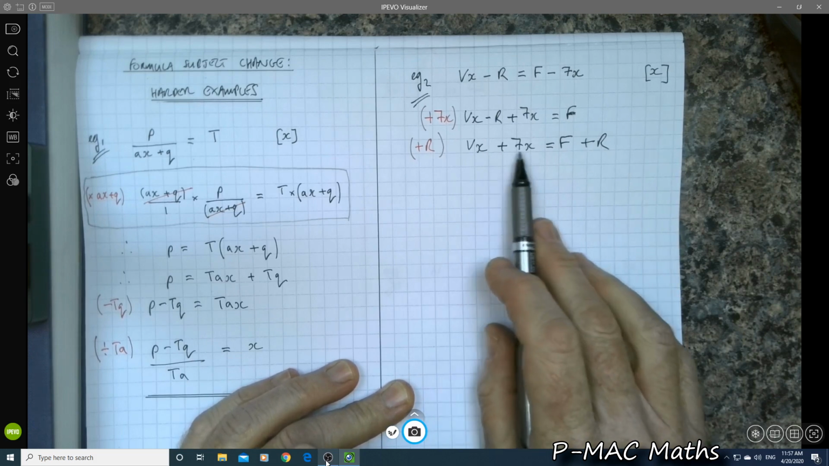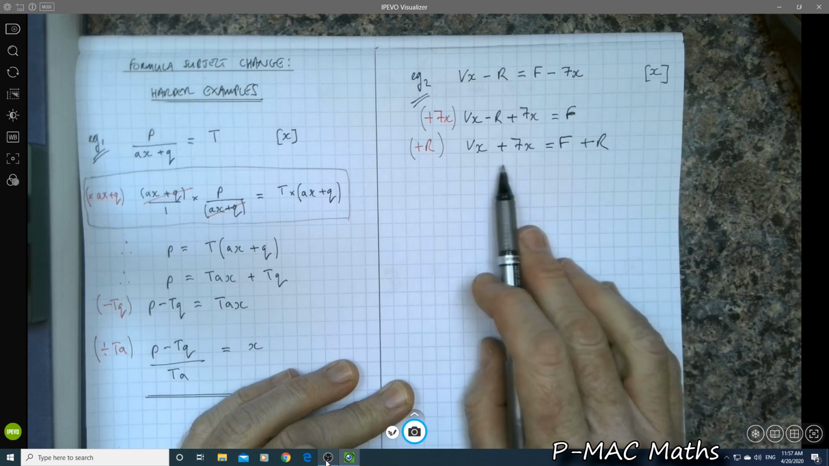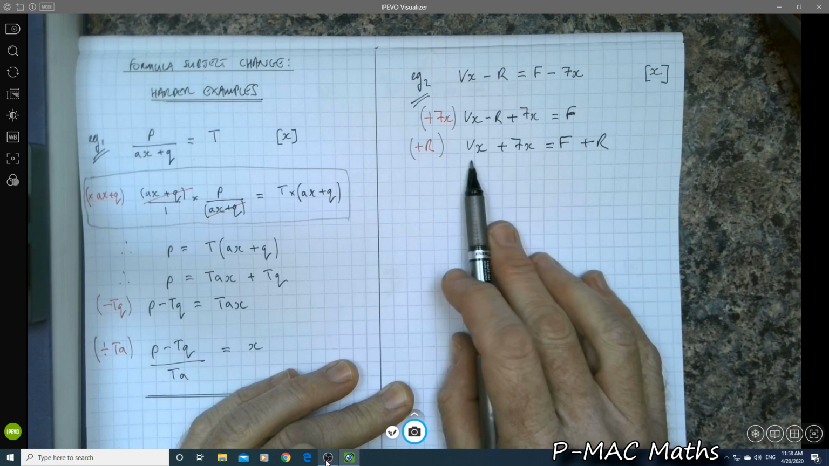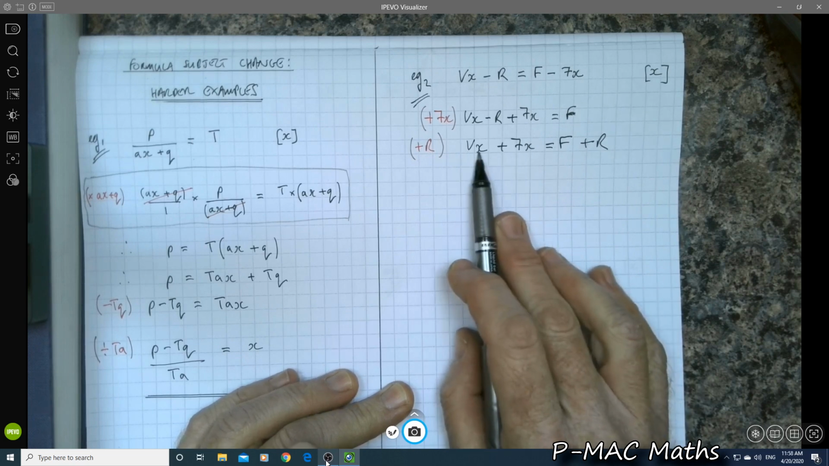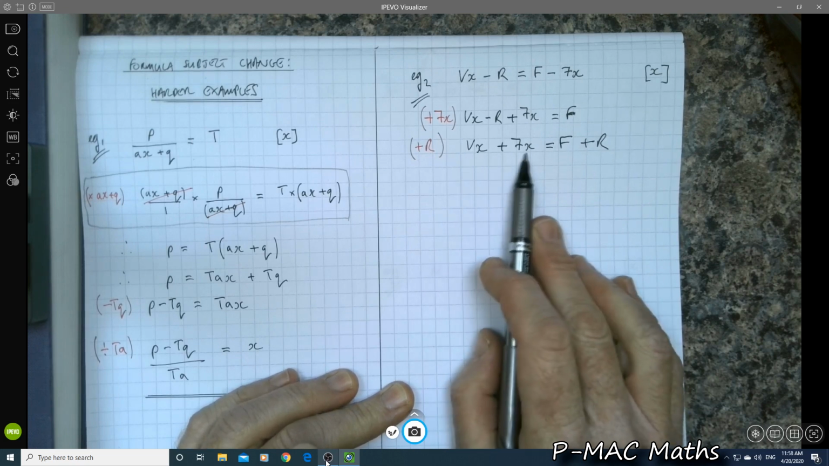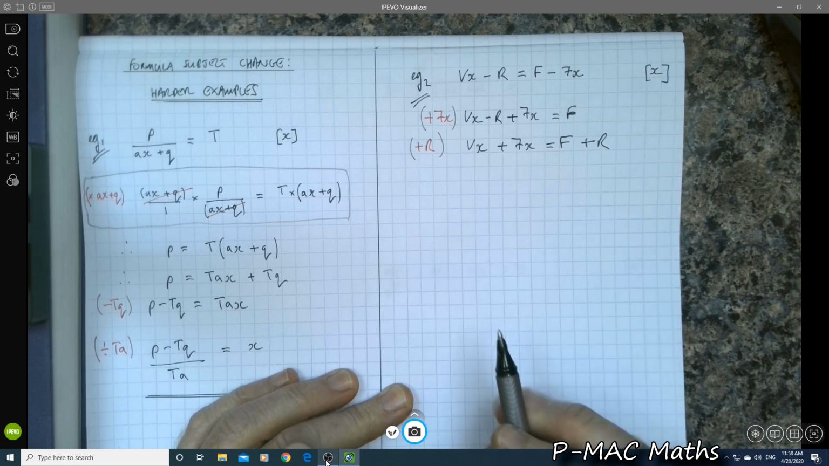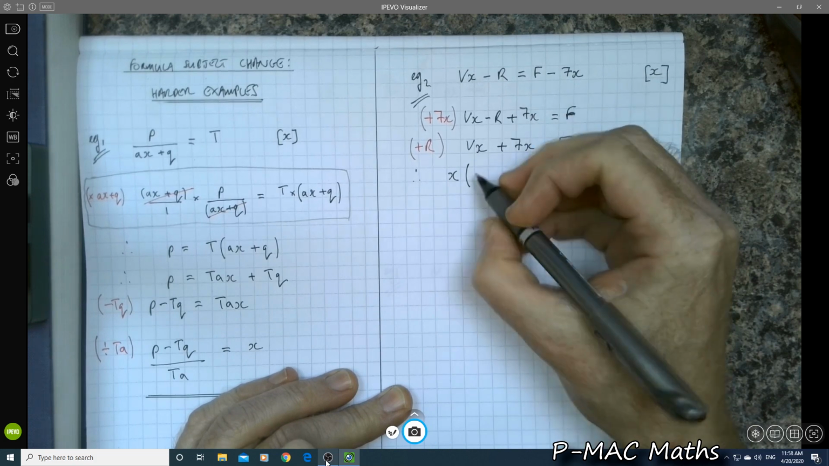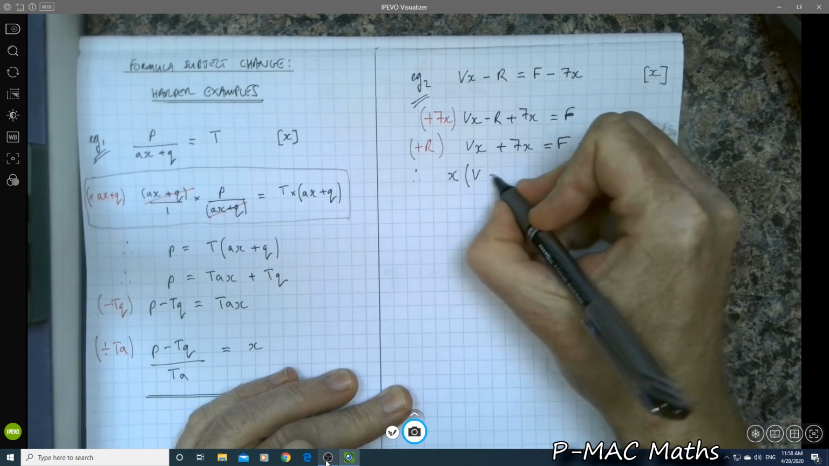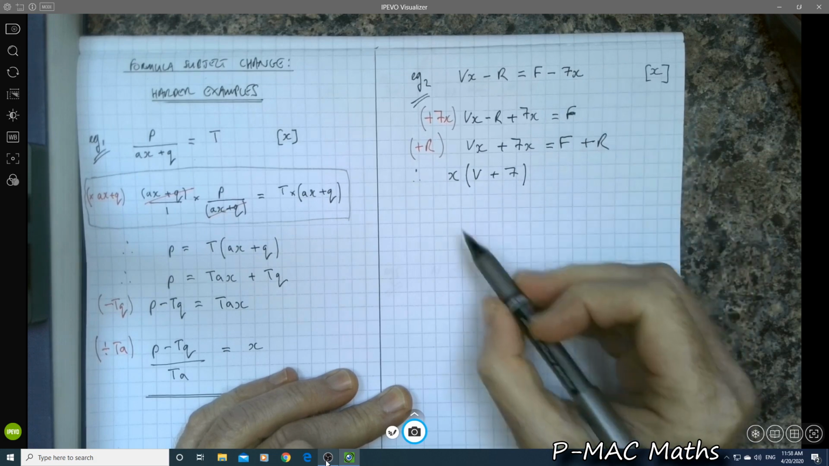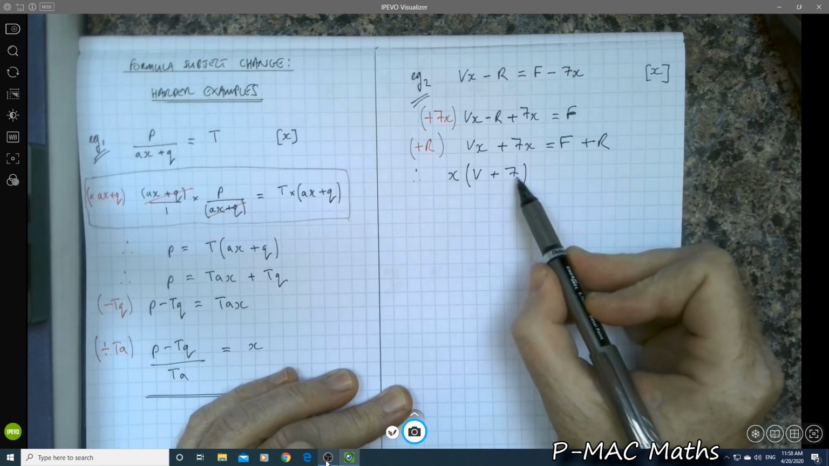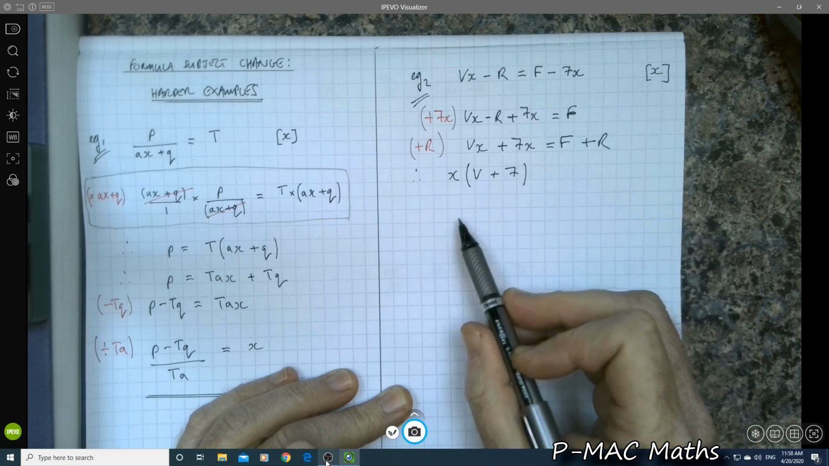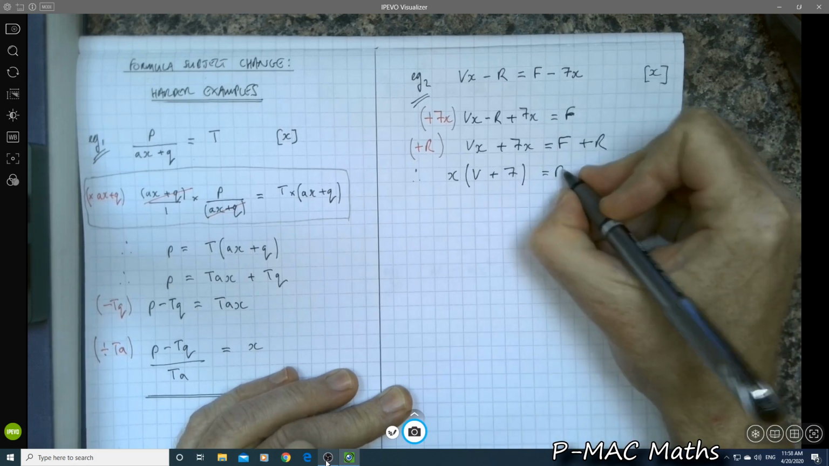And then the next step is to collect these x terms together. Now if this had been something like 2x and 7x, I could have added them together to get 9x. But this isn't a 2, it's a letter, it's a v. And so what I'll need to do with these two terms is factorize out the x. So if I take x out as a common factor, that means that I'd need to create a bracket containing a v plus 7. And I can check this because if I multiplied this back out again, x times v, vx, x times 7, 7x, that works. The right hand side hasn't changed.